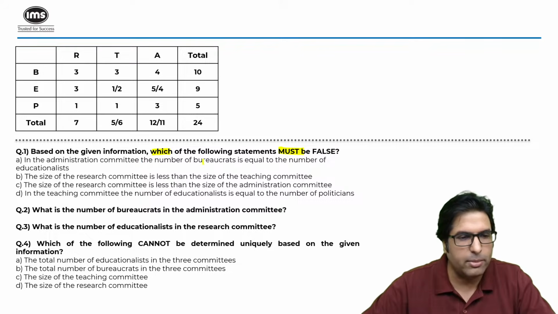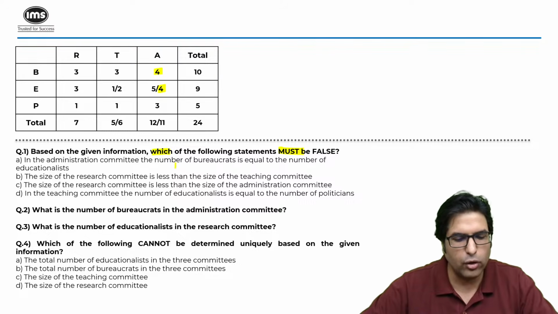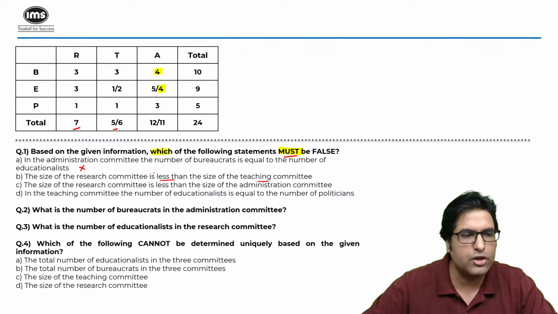In the administration committee, the number of bureaucrats is equal to the number of educationalists. Bureaucrats, administration is equal to educationalists. Could be true, could be false. We don't know for sure. So this is not our answer because we want an answer that must be false. The size of research committee is less than the size of teaching committee. Size of research committee is 7. Size of teaching is lesser than this. So research is not less than teaching. Teaching is less than research. So this is also not our answer.